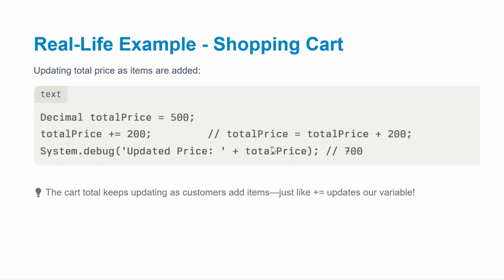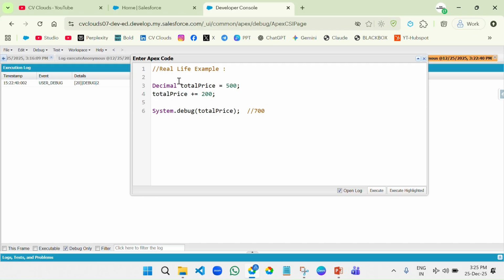So let me explain it in the anonymous window. Guys, in the anonymous window, I wrote that code: Decimal totalPrice equals 500, and I add 200 to it. That means add 200 to totalPrice and also assign the answer to totalPrice itself, and I printed it. So let me execute it. If we execute it, you can see here on line number 6, totalPrice is printed, that is 700.